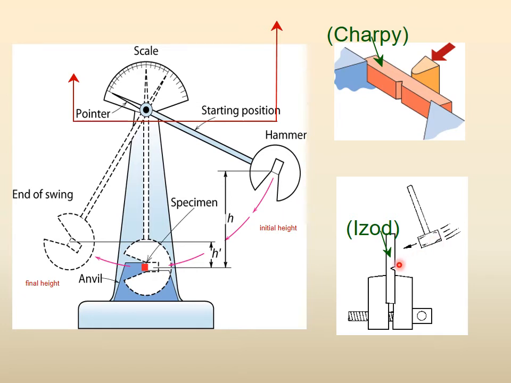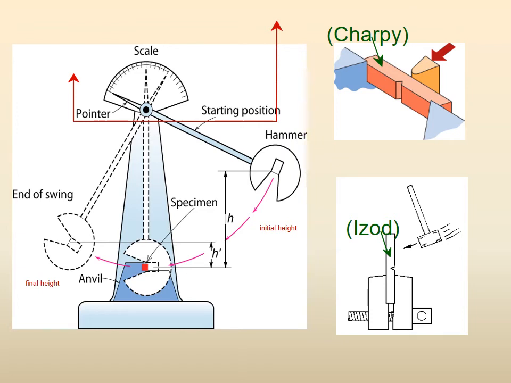Of course, this is not the only difference. The difference is that the dimensions of this and this are also slightly different. But if all the different materials that you are testing have Charpy specimens, then you can compare their breaking energy. If all the materials that you are testing have Izod specimens, then you are comparing this.